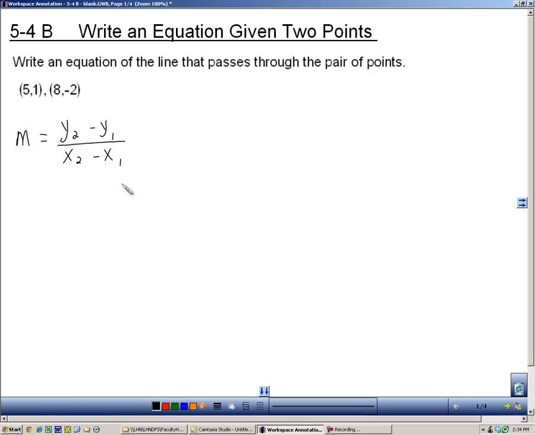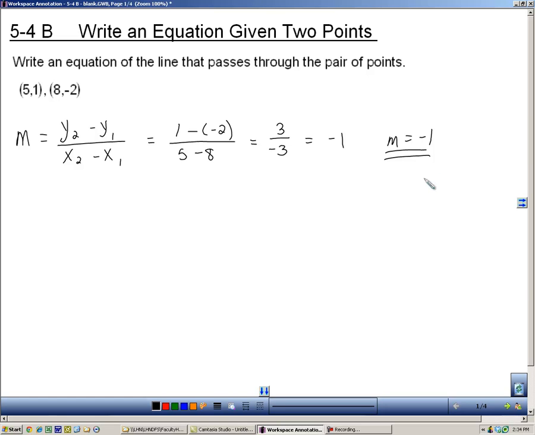So I can use this formula to find my m. Y sub 2, I'll use the 1 here. So let's go 1 minus negative 2. And because I chose the 1 and then the negative 2, I got to go this way. I got to go 5 minus 8. So this is really 1 plus 2, which is 3, and 5 minus 8, which is negative 3. All of that becomes a negative 1. So my m is negative 1.